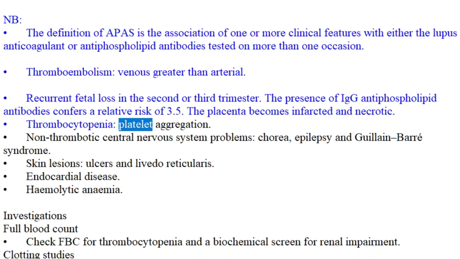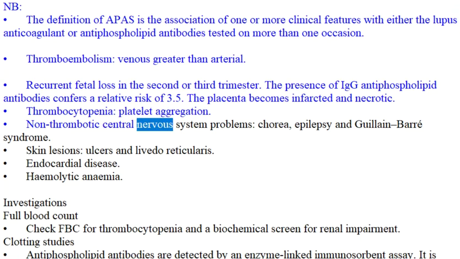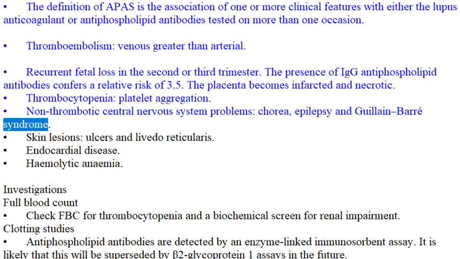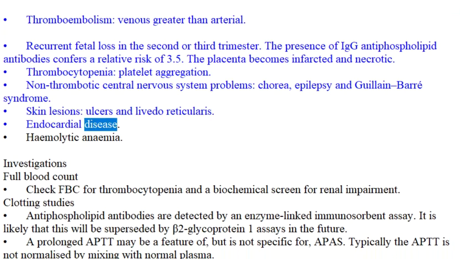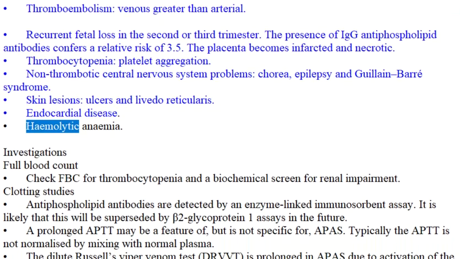Thrombocytopenia, platelet aggregation. Non-thrombotic central nervous system problems, chorea, epilepsy, and Guillain-Barré syndrome. Skin lesions, ulcers and livedo reticularis. Endocardial disease. Hemolytic anemia.